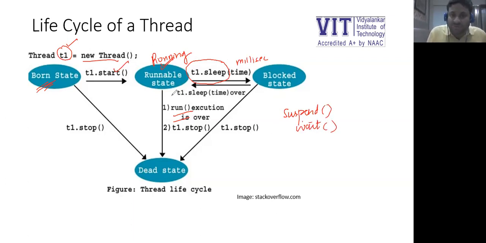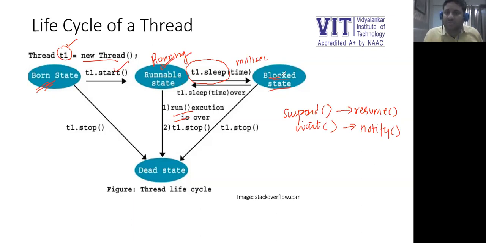Now this will cause the thread to be in a block state. If the thread is blocked due to the sleep method, after the time lapse, because in the sleep method we provide the time, it will go back to runnable. If a thread is blocked due to the suspend method, we have to call a function called resume to reactivate the thread and send it to runnable state. If the thread is blocked due to the wait method, then we have to notify.